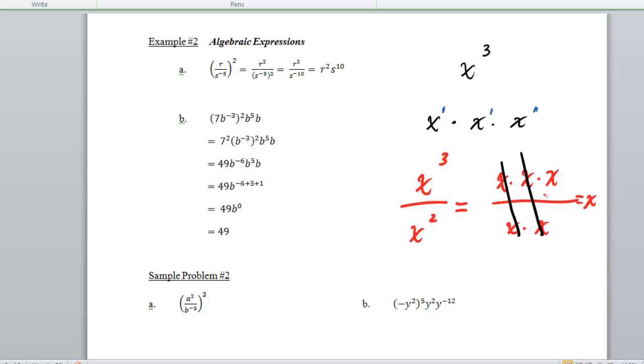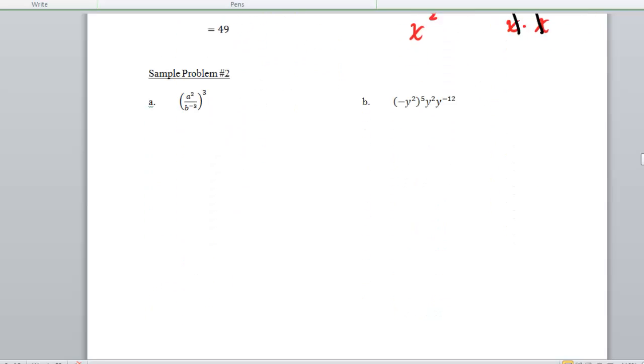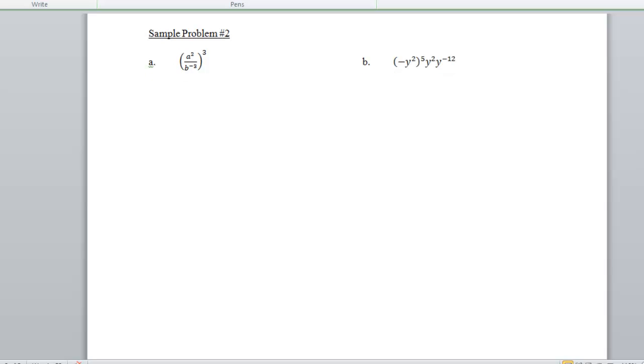So let's move on to sample problem number 2, and let's take a look at some examples here. You have A and B on this page, and then on the next page you have C and D. So go ahead and pause the video at this point and try to work those problems, and then come back and look at the solutions.